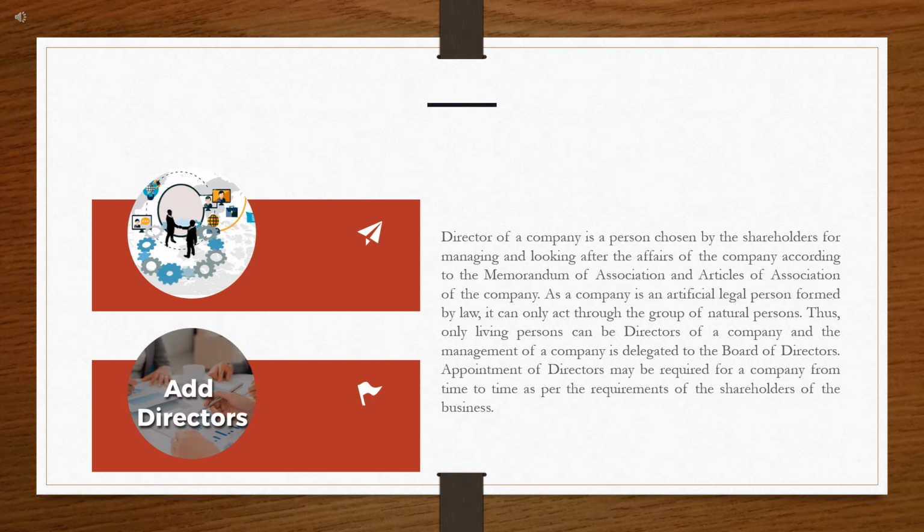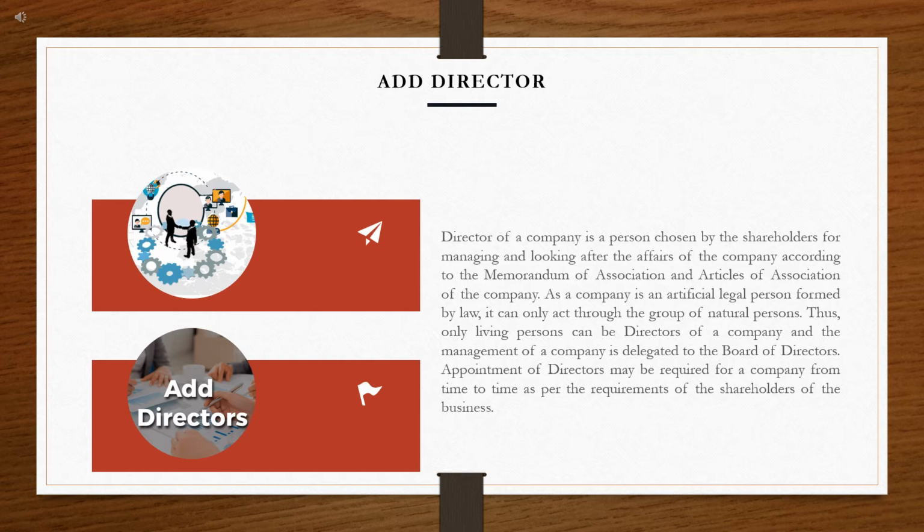What is appointment of additional director? A director of a company is a person chosen by the shareholders for managing and looking after the affairs of the company according to the Memorandum of Association and Articles of Association of the company. As a company is an artificial legal person formed by law, it can only act through a group of natural persons. Thus, only living persons can be directors of a company.